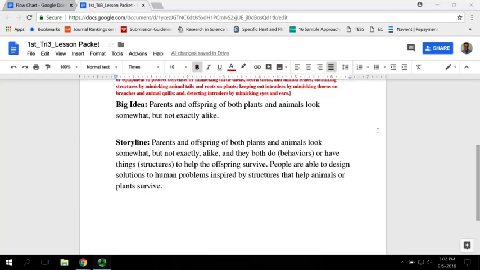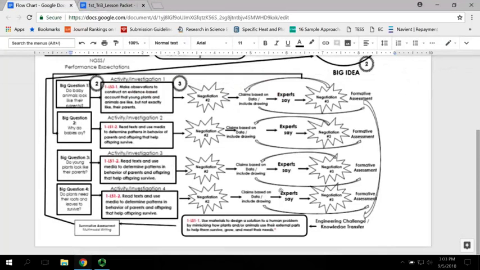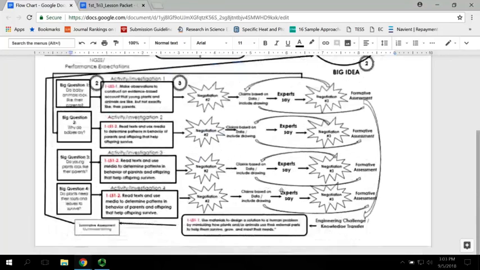So the storyline here for the teachers to get an overview of how everything flows together is parents and offspring, both plants and animals, look somewhat but not exactly alike, and they both have things to help the offspring survive. So they have behaviors, or they have just physical structures that help their offspring survive. People are able to design solutions to human problems inspired by structures that help animals or plants survive. So that's going to get into our engineering challenge, where humans have been inspired by looking at animals to create things.